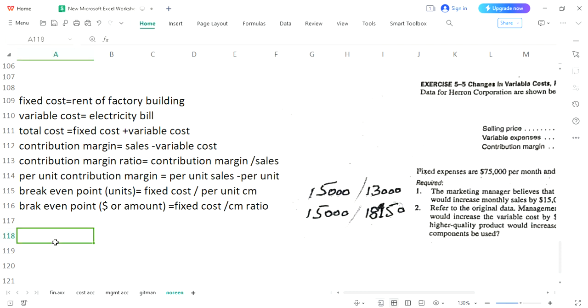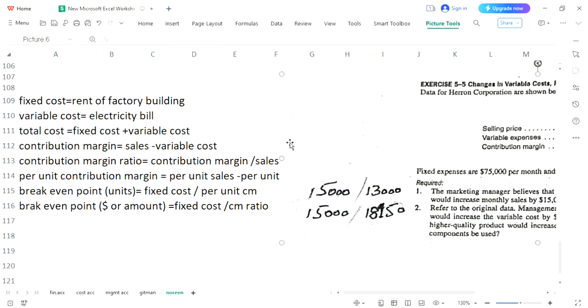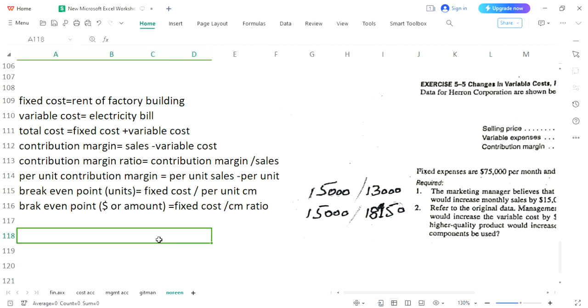Here you will make the contribution margin income statement, and let me know the first part. This is your income statement. Where was it? Contribution margin income statement.